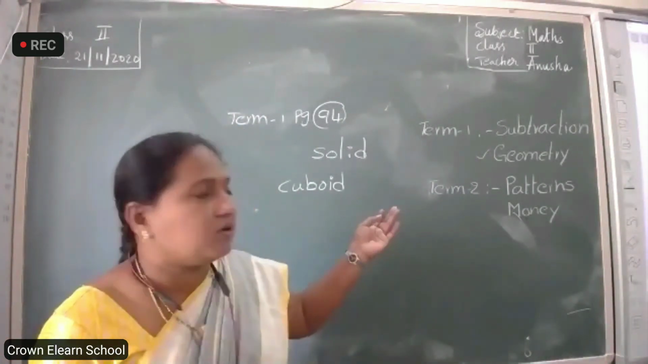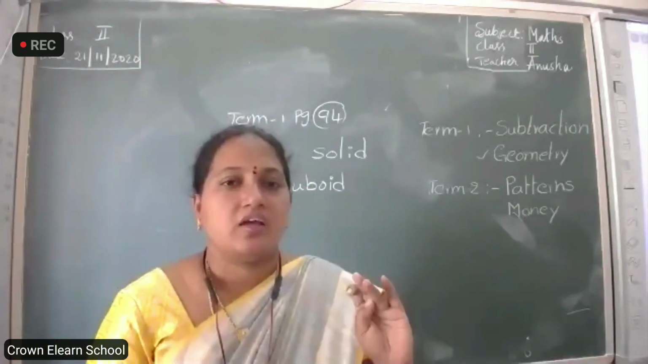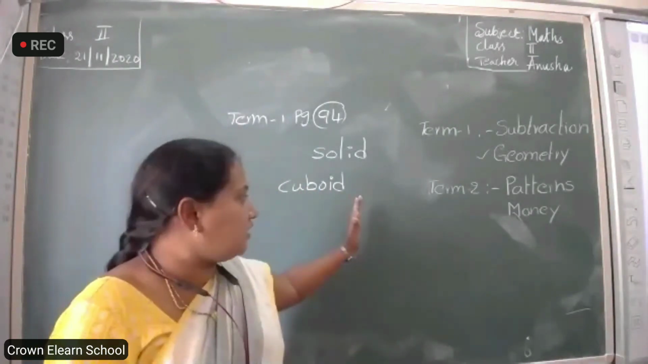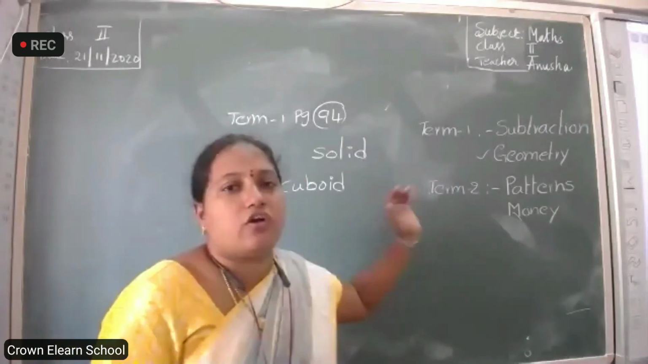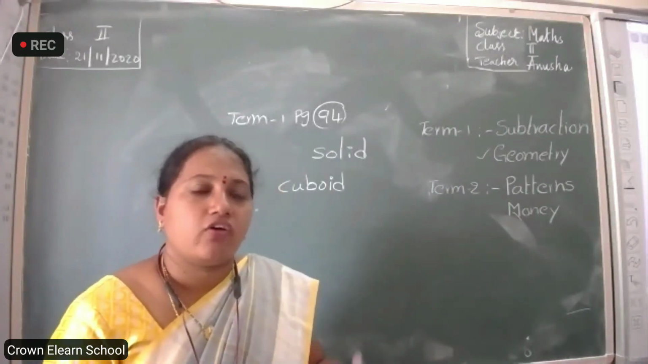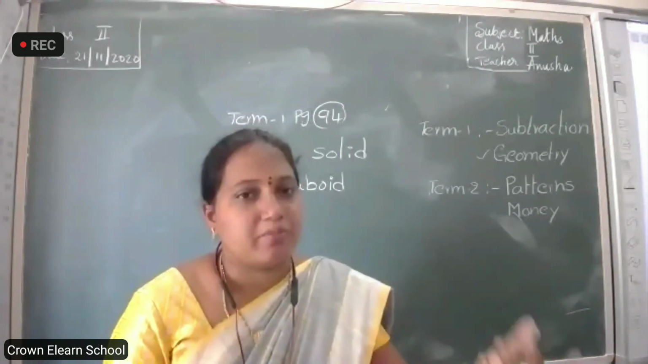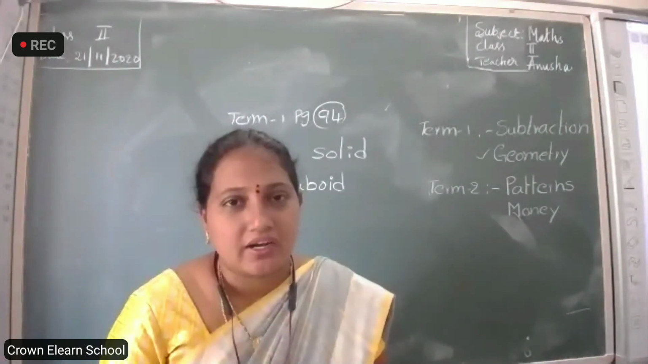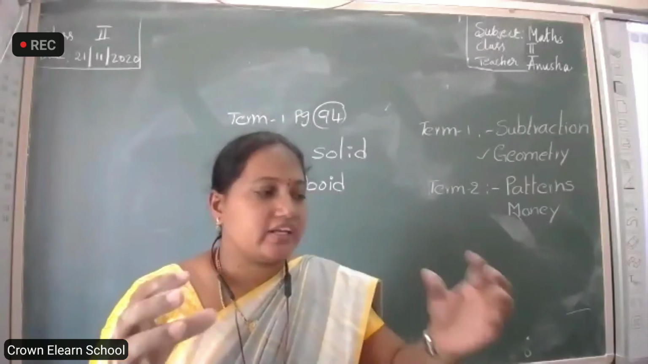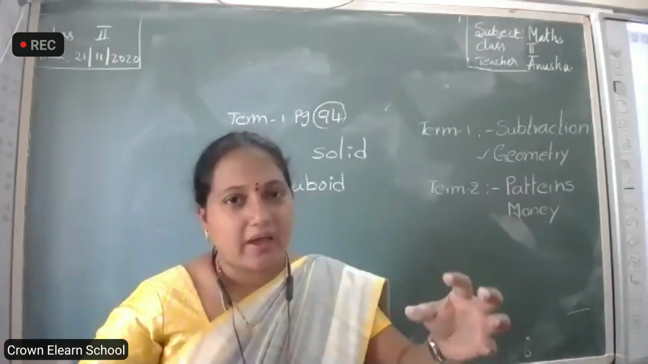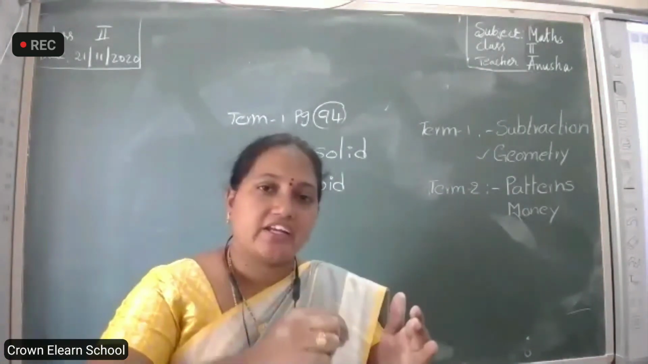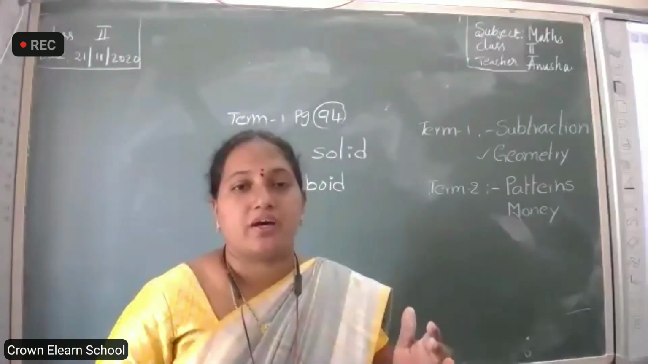And the remaining topics are pattern and money. Pattern means you know the order, and based on that you have to fill it in. Regarding money, you have to see how we convert. What is the symbol for rupees? What is the symbol for paise? What separates the rupees and paise? How do we write the given number in words?